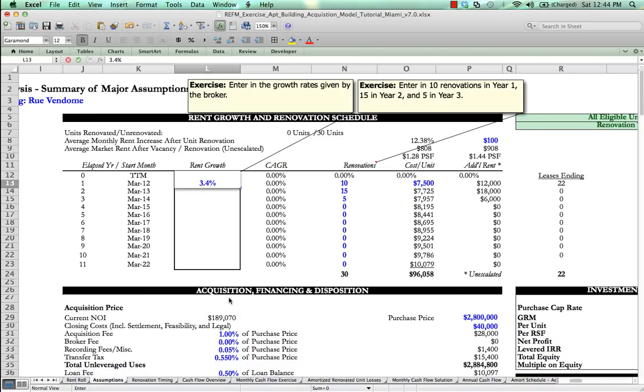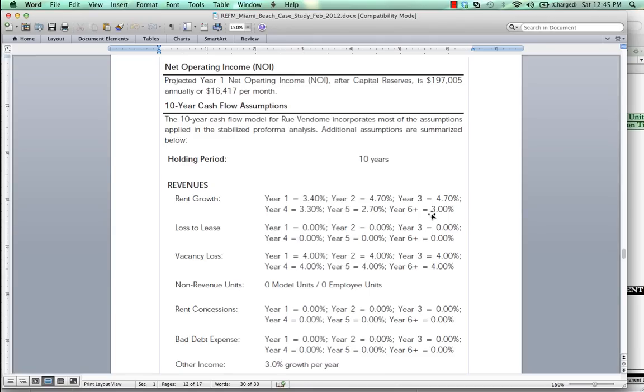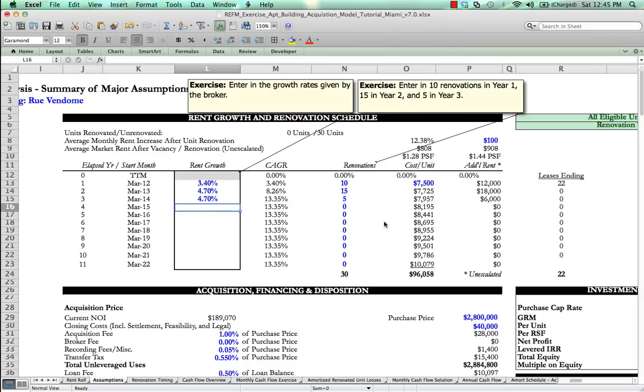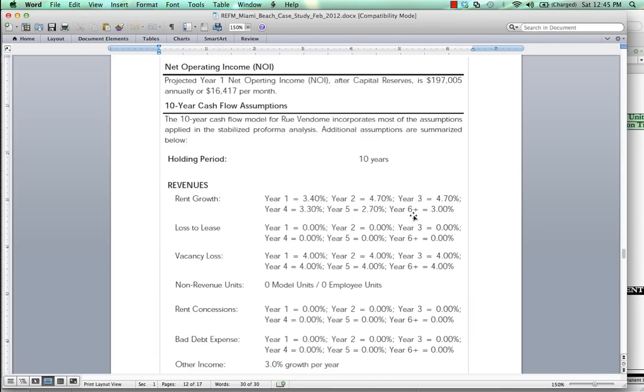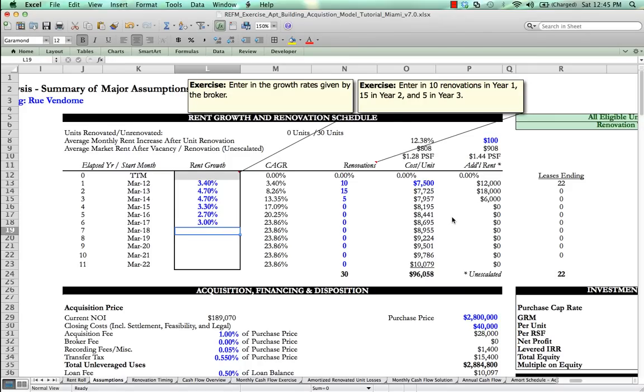Okay, and then 3.3, 2.7, and then going forward, year 6 and forward, it's 3%. Okay, so we go ahead and enter those in, and this is what the assumed rent growth schedule is going to be for the next 10 years.